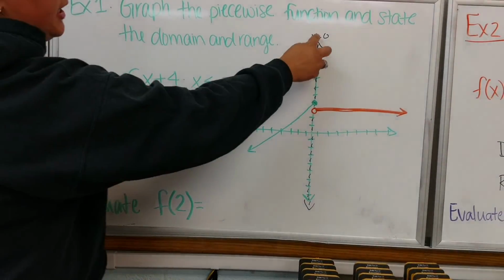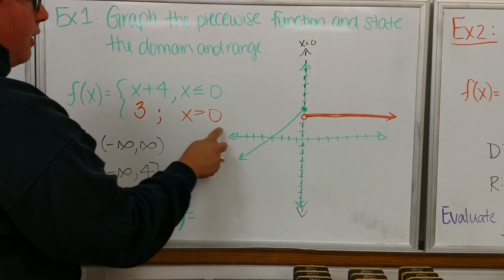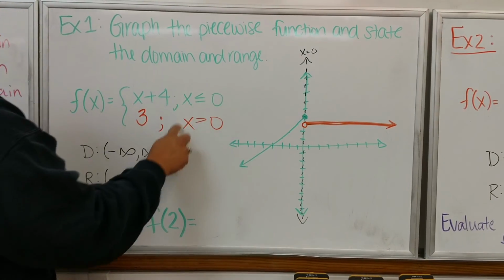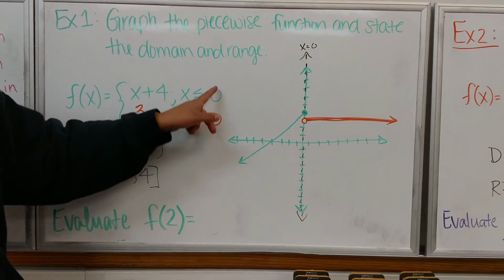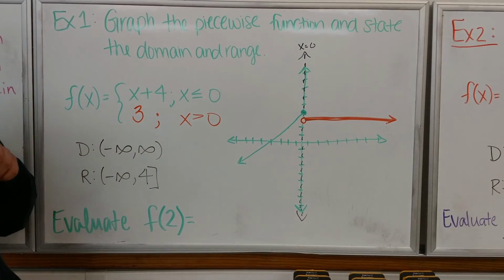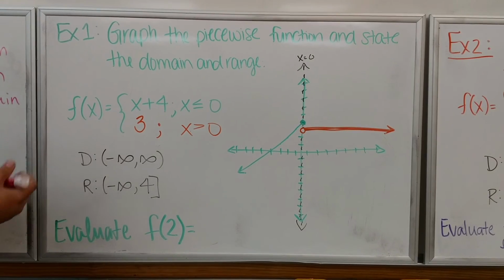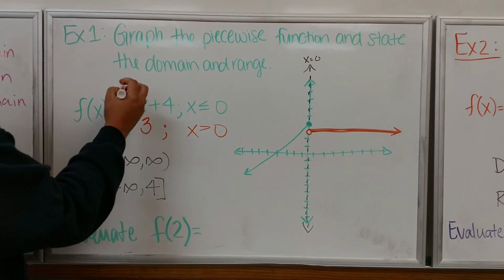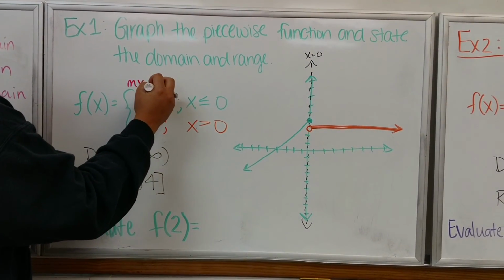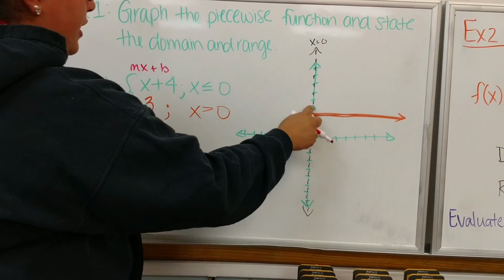So notice that there is a black dotted line at x equals 0. That's because of my domain right here. So I want to separate things at 0. It's important to say, okay, what values are we working with to separate these different functions? So the first equation, x plus 4, is really kind of like y equals mx plus b. So my b value is 4, so I start at 4, and then you continue graphing.